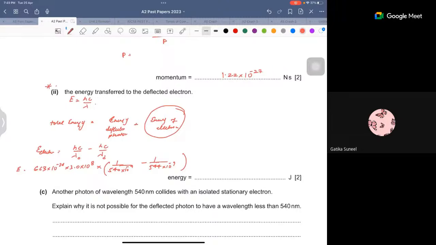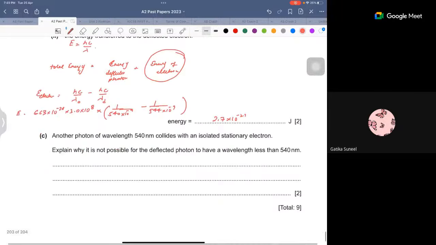This is a tough question. This is not easy, I think. There's a high chance of making a mistake here. Two point seven times 10 raised to minus 21 joules. Okay, good enough.